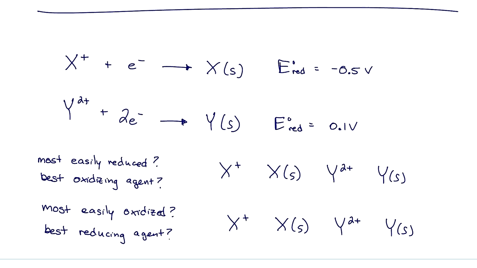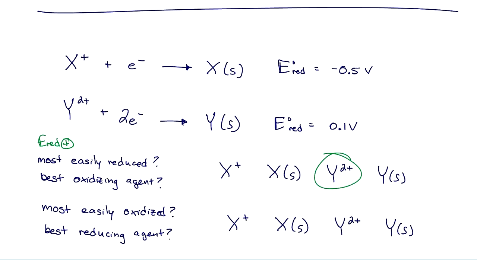X plus, Y plus, X solid, or Y solid? What do we think? So what are we looking for if we want to find the thing that is most easily reduced? We want the reduction potential that is the most positive, yes. So that would be the second reaction, right, the only positive one. But you've got to be careful, which substance do I want to point at? Is it Y2 plus or the Y solid that's being reduced in that reaction? It's the cation. So in this case, Y2 plus is the most easily reduced.